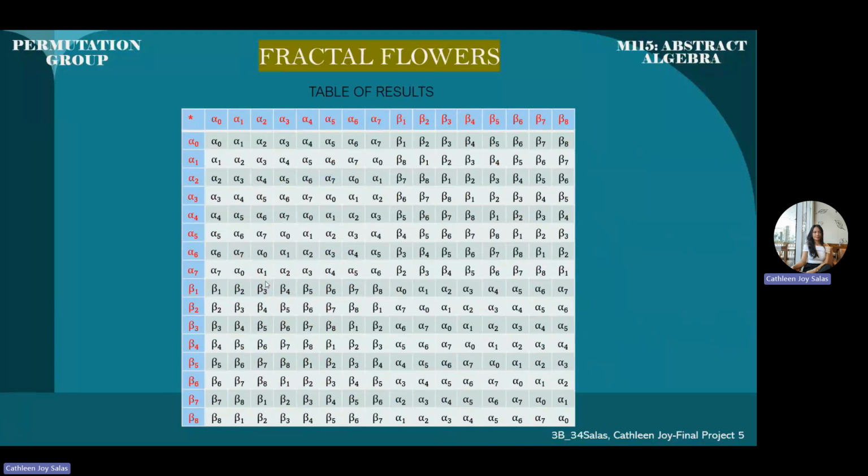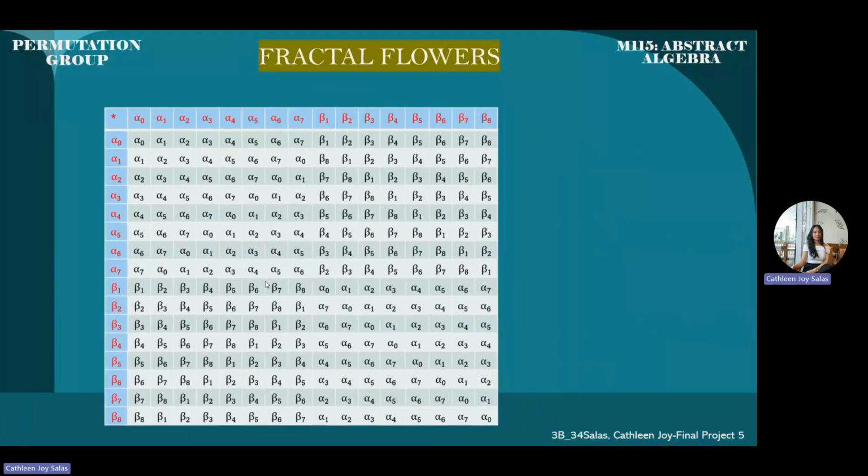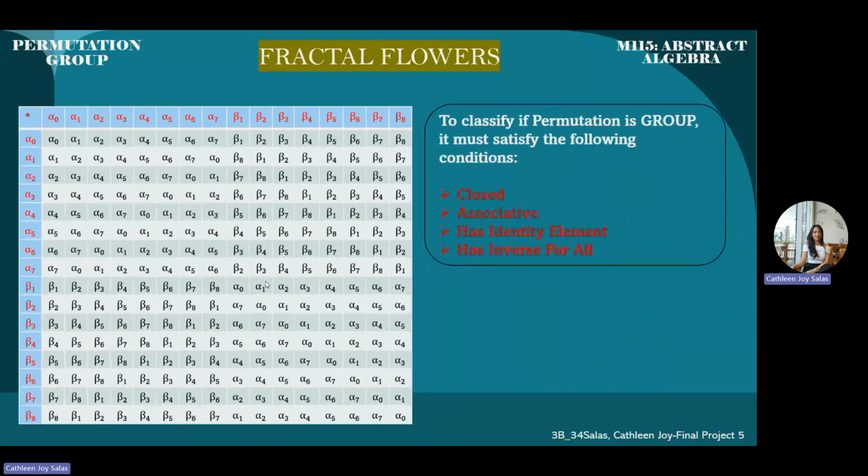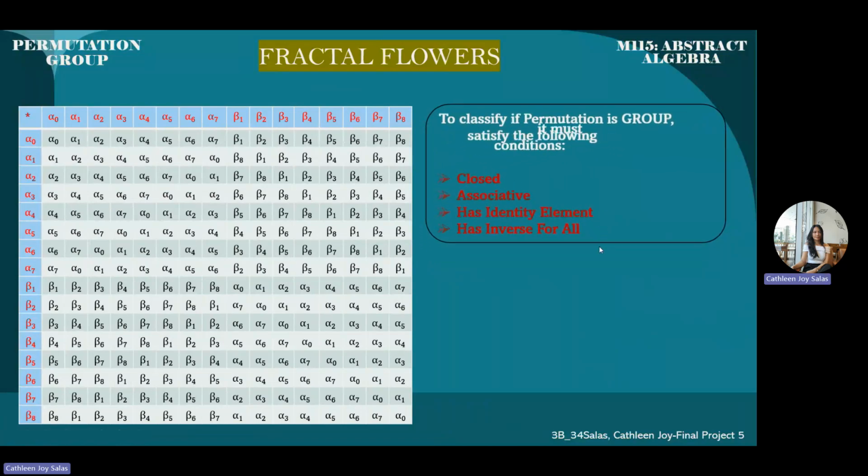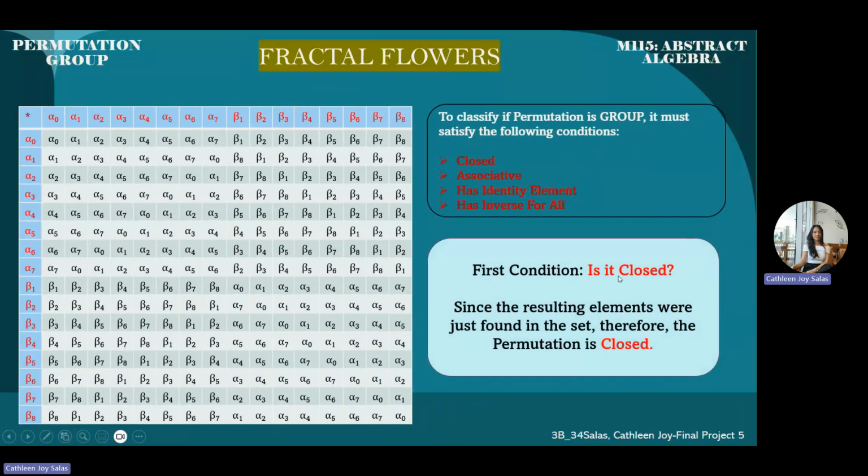So to classify if this permutation is a group, it must satisfy the following conditions. First, it must be closed, associative, have an identity element, and have an inverse for all. So for the first condition, is it closed? Since the resulting elements were all found in the set, therefore the permutation is closed.